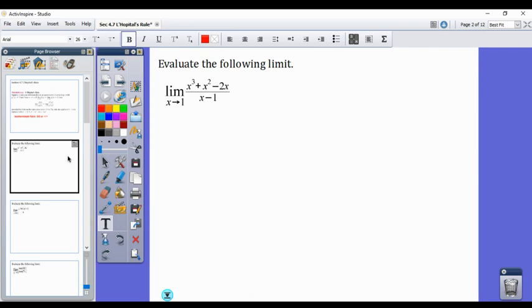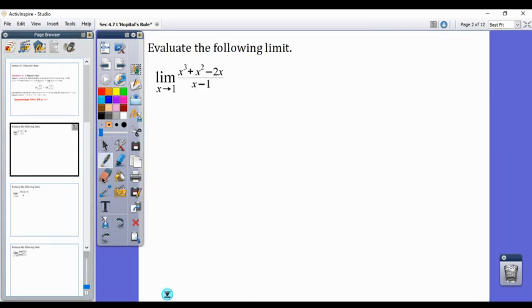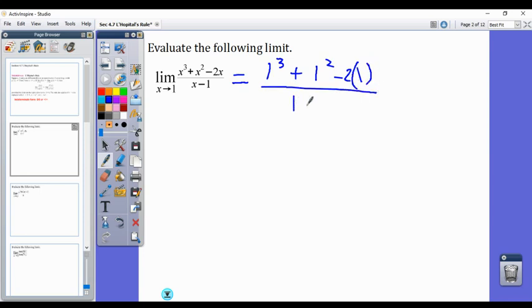So in this example, the first thing that I'm going to do is I'm going to directly substitute in 1, because that's the value that this is going to. And if I do that, two times 1. I'm going to end up getting 0 over 0. Okay, so that's not doing me any good.